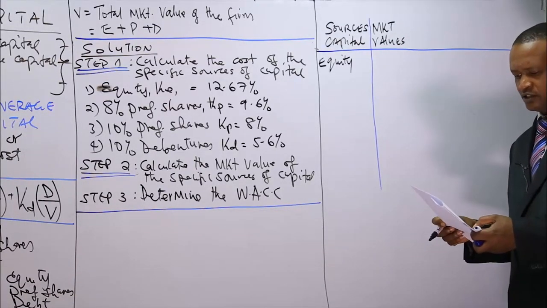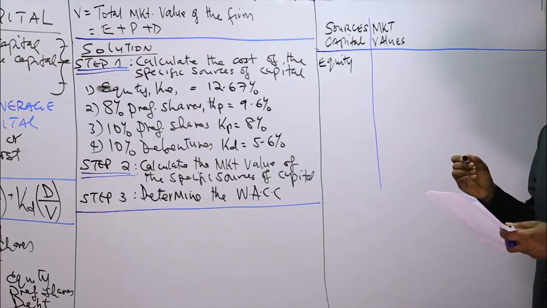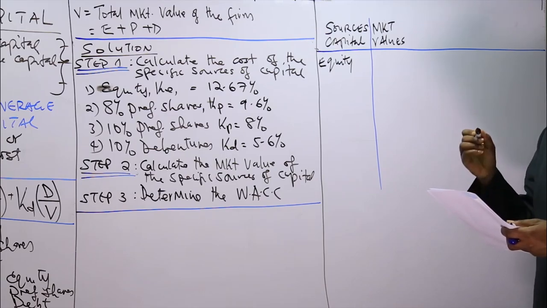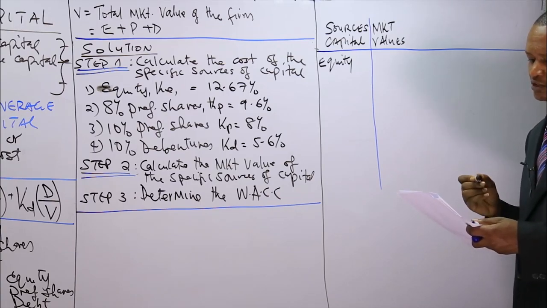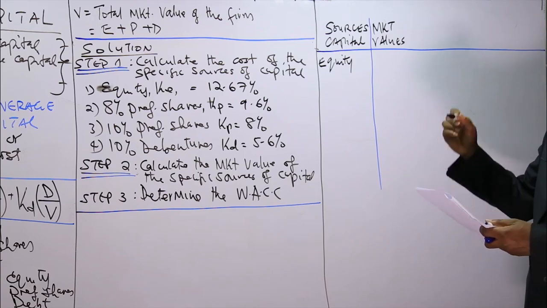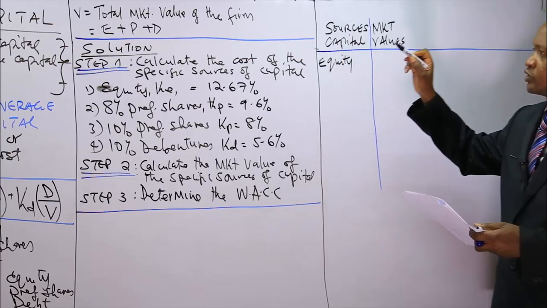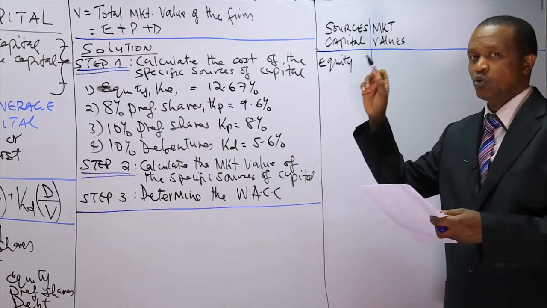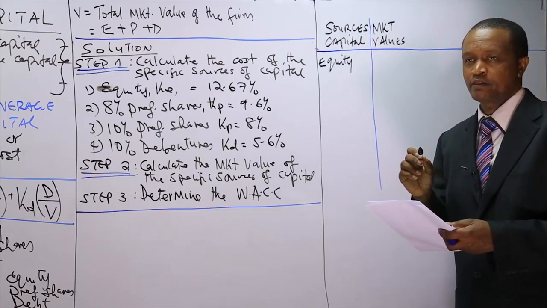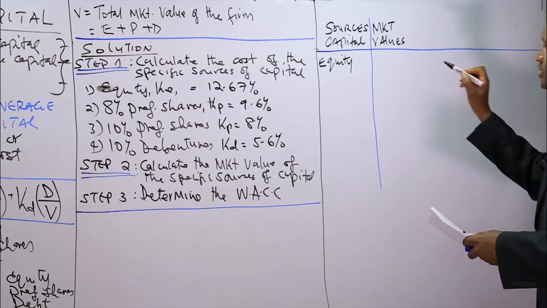Now, equity, you can see we've been given the market price per share. The market price per share for ordinary share capital is 30 shillings. So what is the total market value for equity? We've been given the market value for one share, which is 30 shillings.